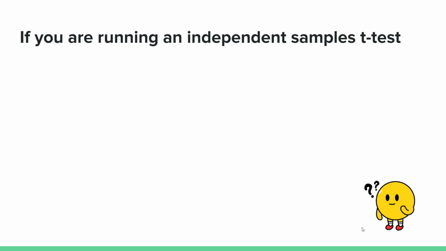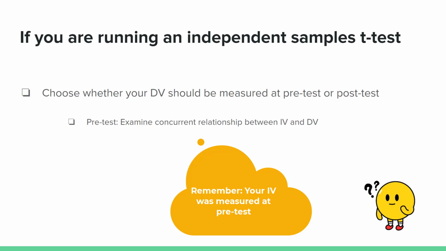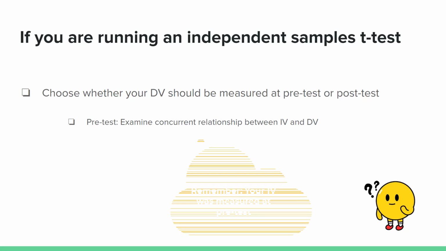So if you're running an independent samples t-test, something you want to think about first is whether your dependent variable should be measured at pre-test or post-test. Now, this is researcher's choice based on what you're interested in and also just in general your personal expectation or logic. And so if you were to measure your dependent variable at pre-test, then you're basically examining the concurrent relationship between your independent variable and the dependent variable. And so they are measured at the same time and they exist basically a priori before anything has happened. And so you're looking at a pre-existing relationship between your IV and DV.